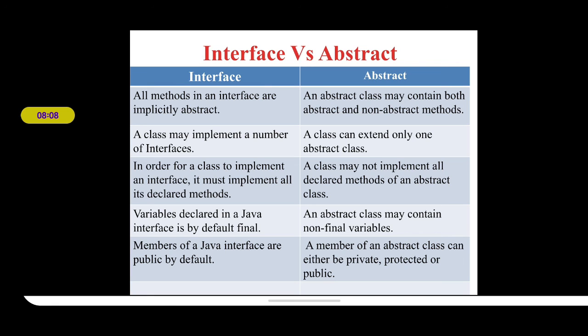Variables declared in a Java interface are by default final. An abstract class may contain non-final variables also. Members of a Java interface are public by default, but a member of an abstract class can be private, protected, or public.